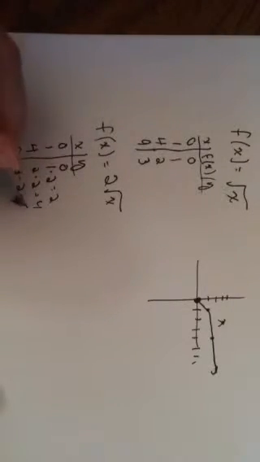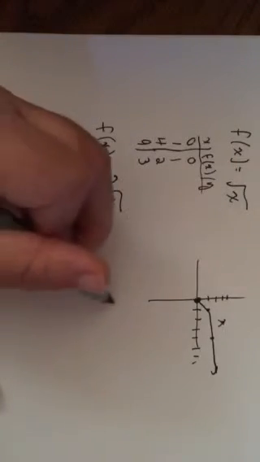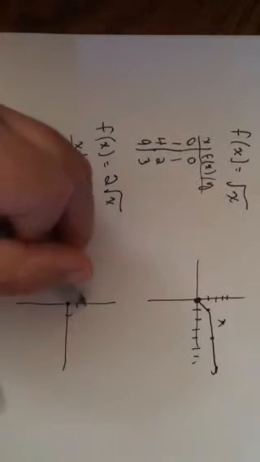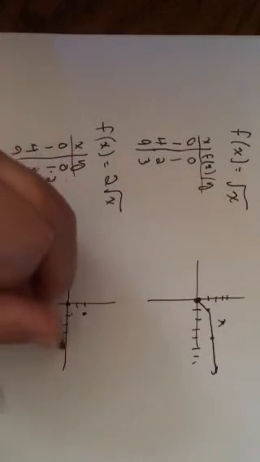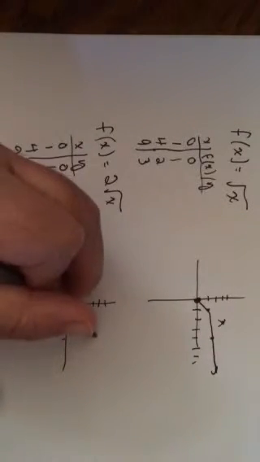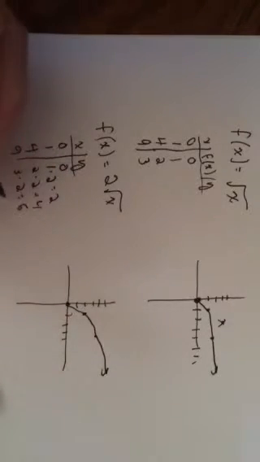So every single thing is basically just being multiplied. My y's are being multiplied by 2. So instead of being at 1, 1, it's at 1, 2. Instead of being at 4, 2, it's at 4, 4. So it just stretches vertically by a factor of 2.